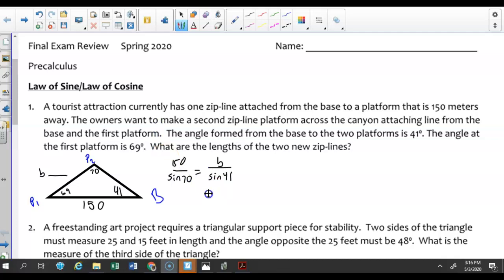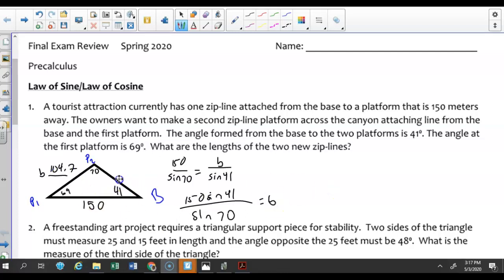Anyway, we cross multiply this, and we end up with 150 sine of 41, and then we're going to divide by sine of 70. The reason I do that is because I want to isolate b. When I do that, I punch that into my calculator. Make sure your calculator's in degrees. You're going to get 104.7. So this is 104.7.